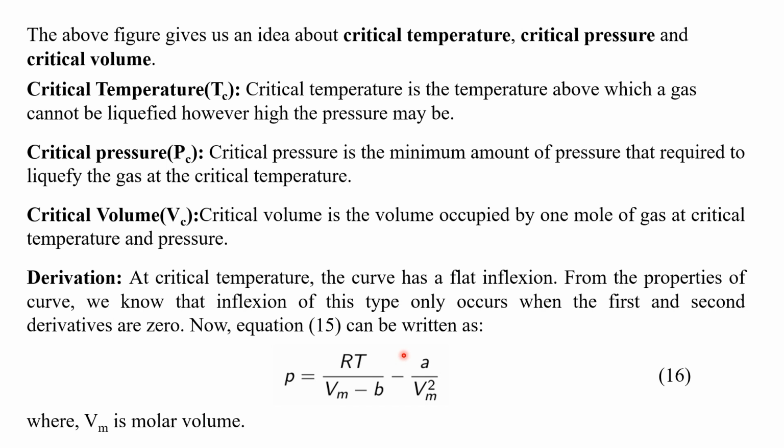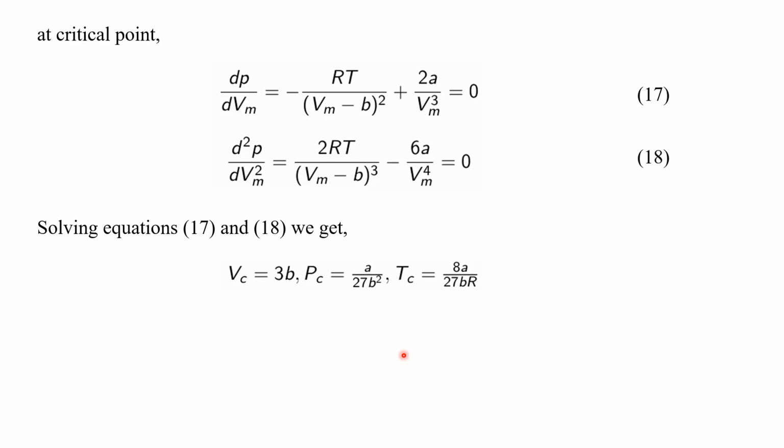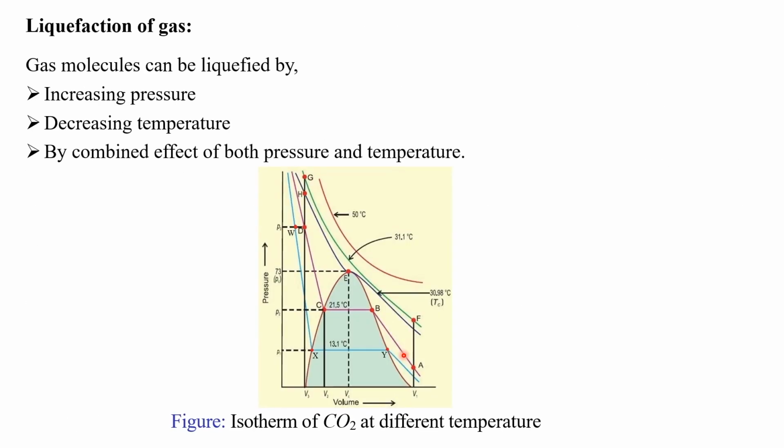So, what is critical temperature? Critical temperature is the temperature above which a gas cannot be liquefied, however high the pressure is. You cannot liquefy the gas above a certain temperature. You can see the value of Tc here. 30.98 is the value of Tc.